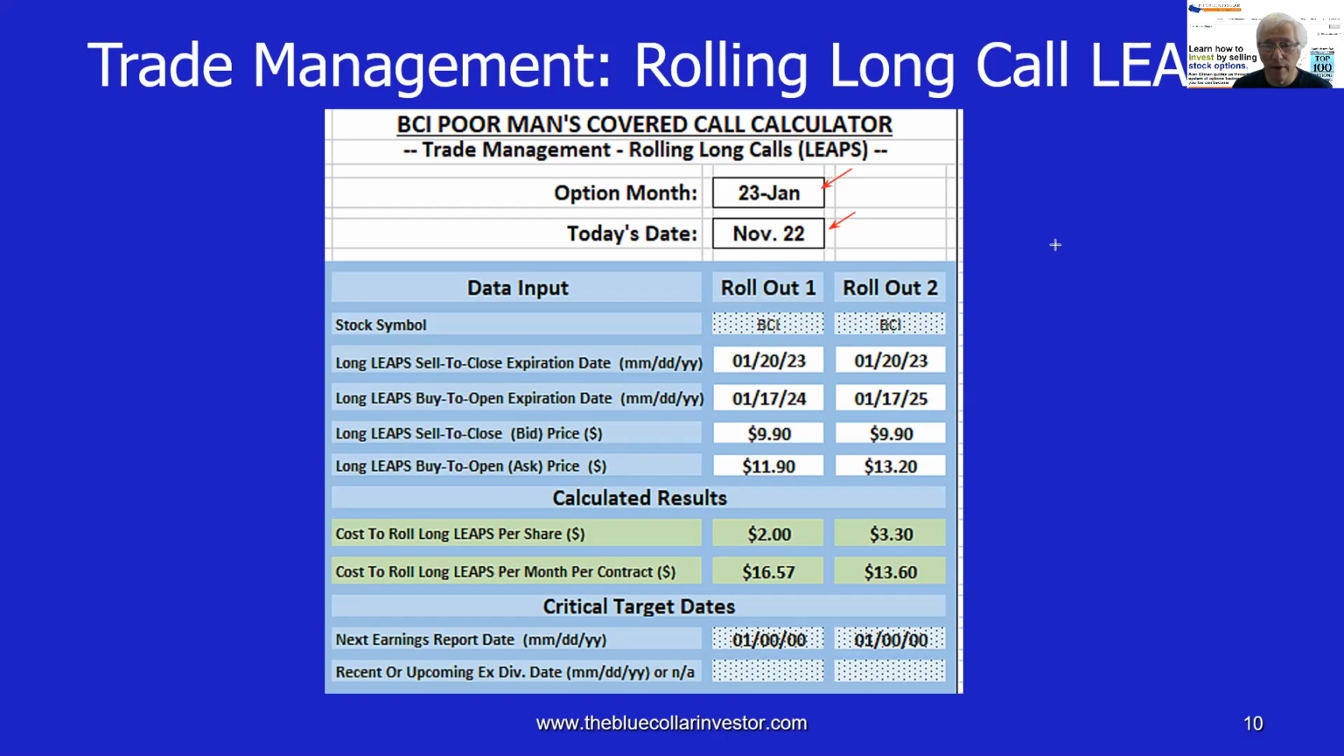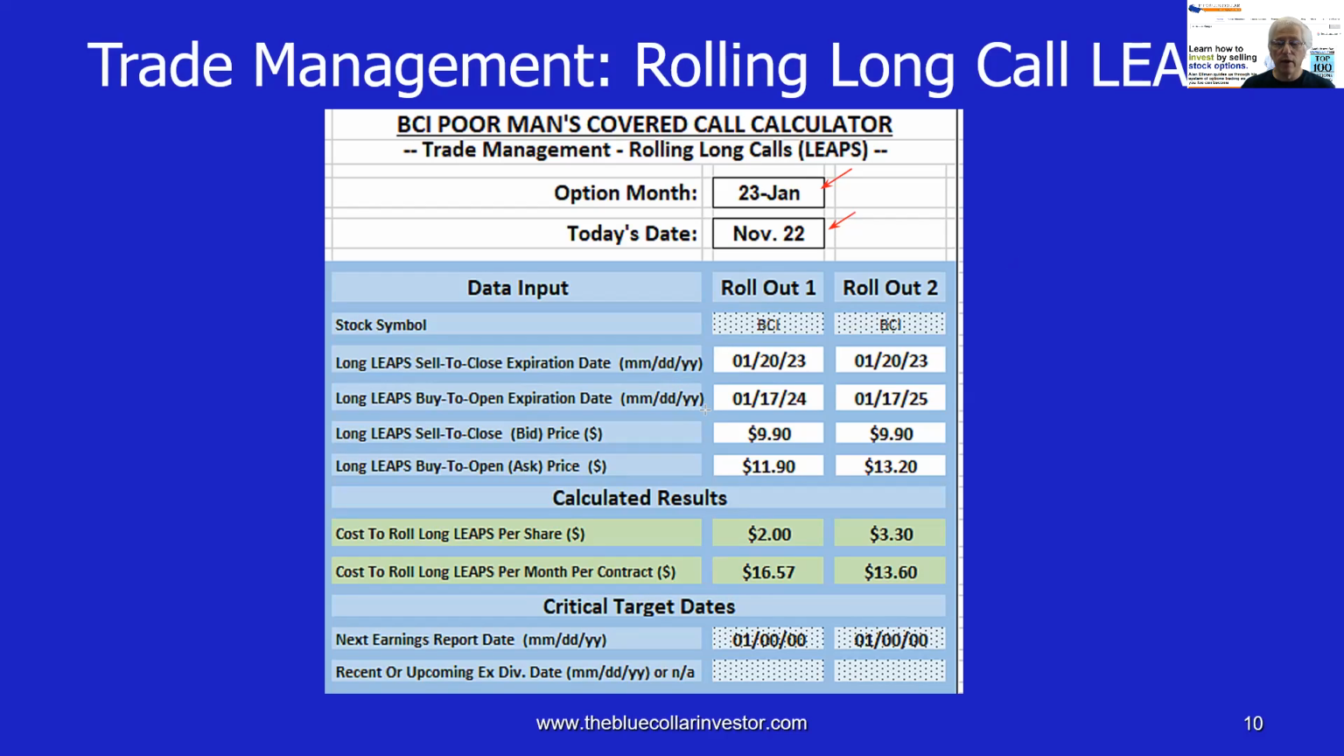In the BCI methodology, the guideline is to roll your LEAPS option about 3 months before expiration of the LEAPS contracts, so theta hasn't completely deteriorated the time value remaining when we sell the LEAPS options that we purchased when the trades were initially set up. So we're going to go 3 months before the January 2023 expiration to November 2022.